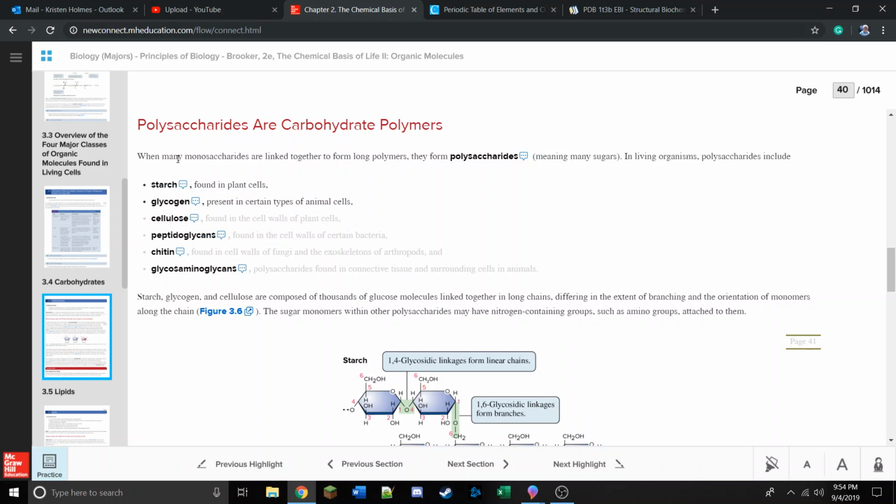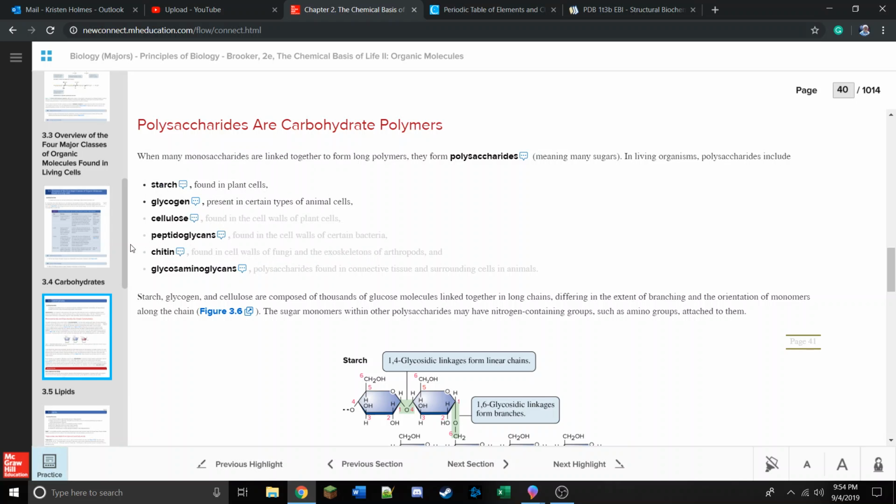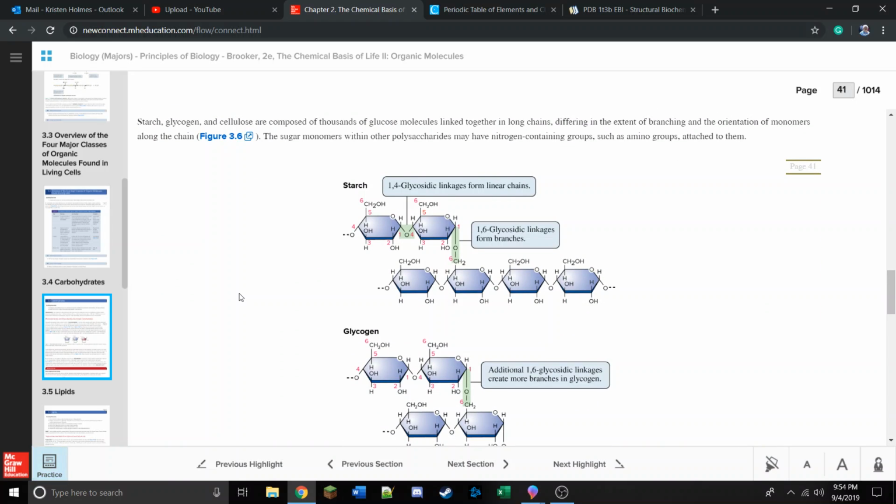Polysaccharides are things like starches, glycogen, cellulose, chitin. So here's an example of starch. These are all, what is this called?